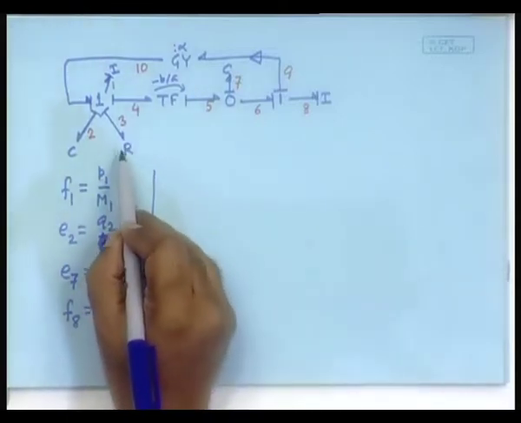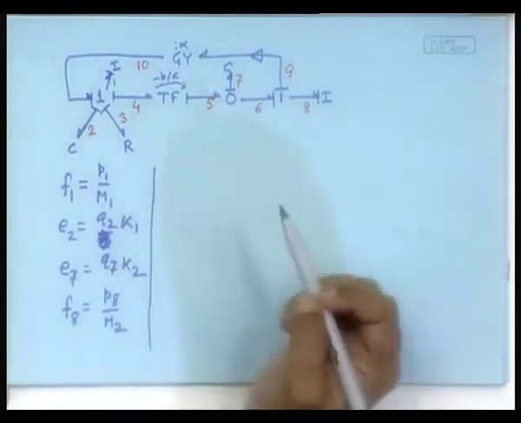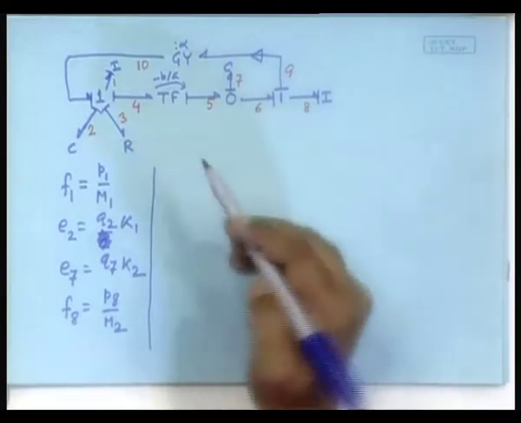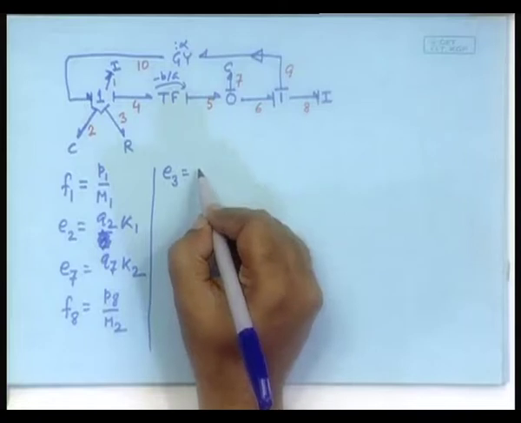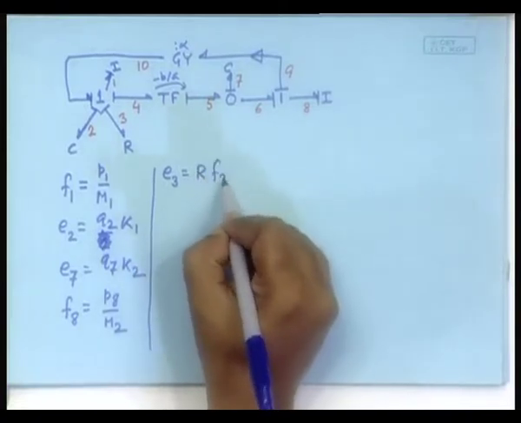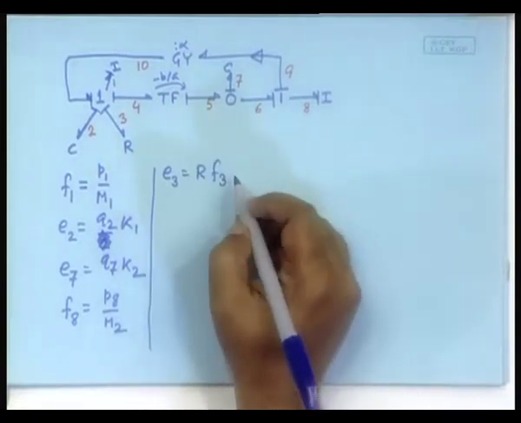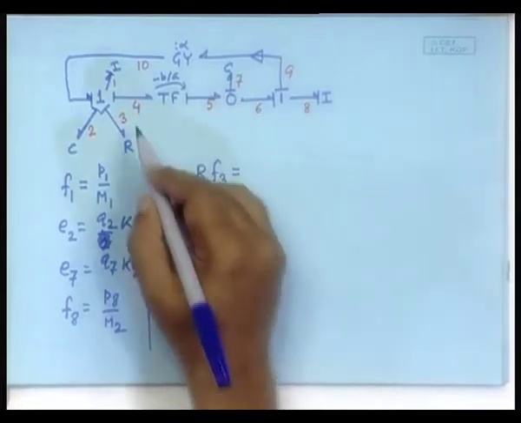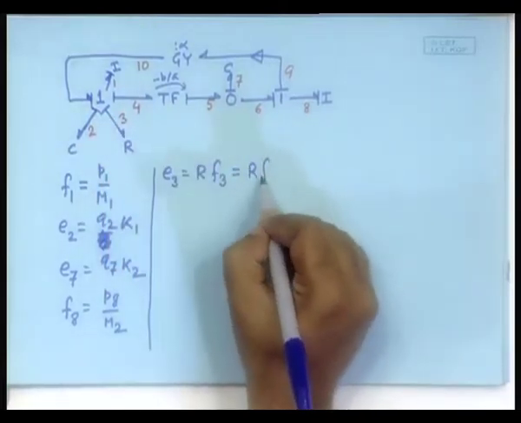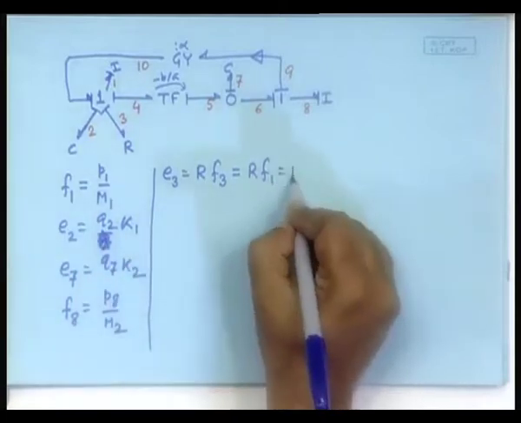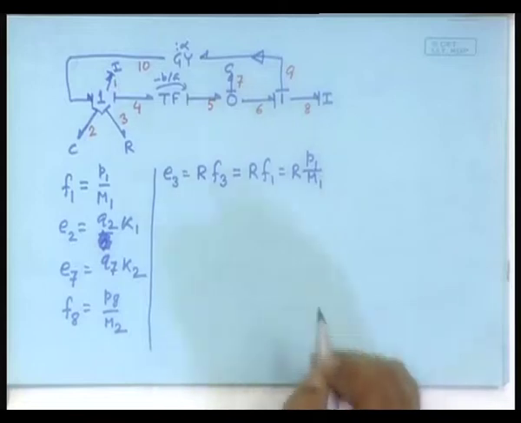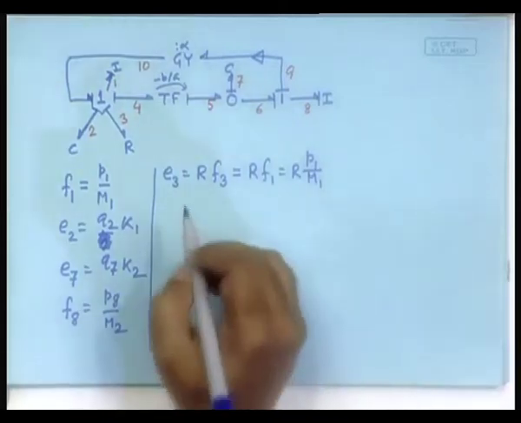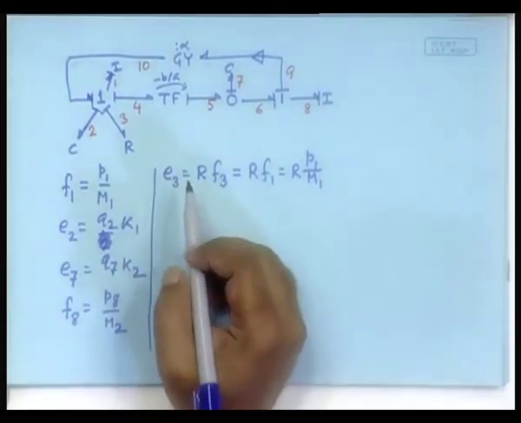So, it is giving what? It is giving effort. So, E3 is R F3, and then R F3 comes from, yes, R F1, and F1 is known, R P1 by M1. E3 is done. So, what is remaining?